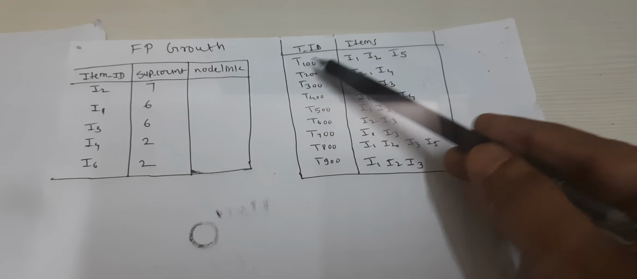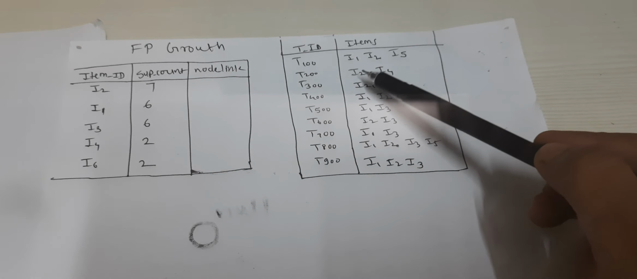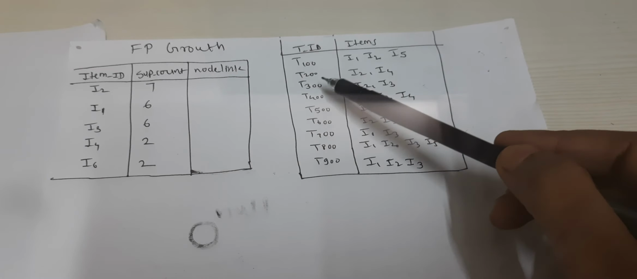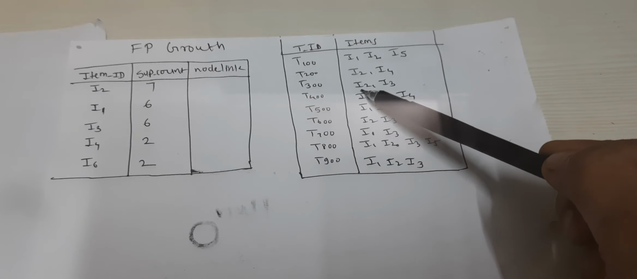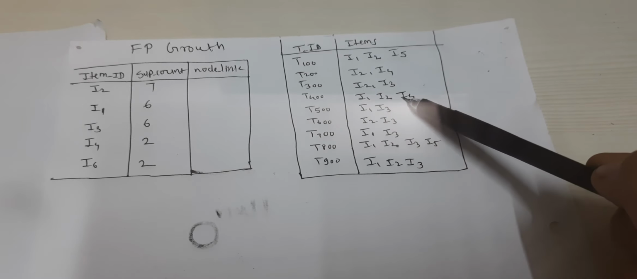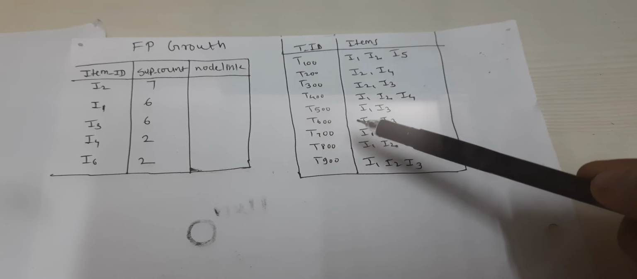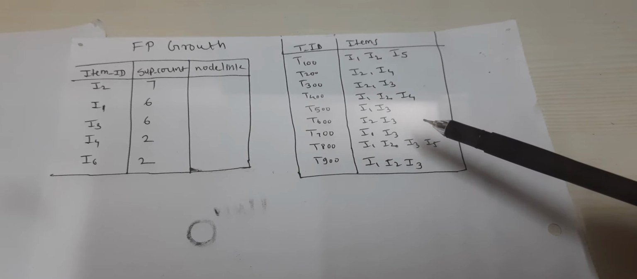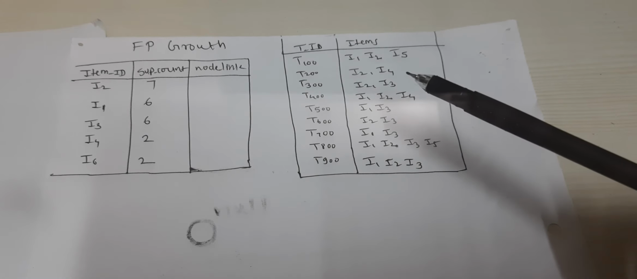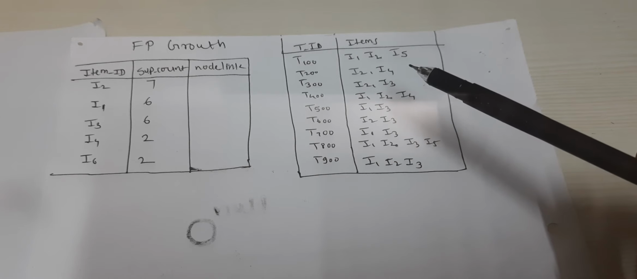So transaction T100 contains I1, I2, I5. Transaction T200 contains I2, I4. T300 contains I2 and I3, T400 contains I1, I2, I4. Likewise, these are all the transactions which we have been given, and these are the item sets. Now we have to count the support count of these items. Now see how to count the support count.